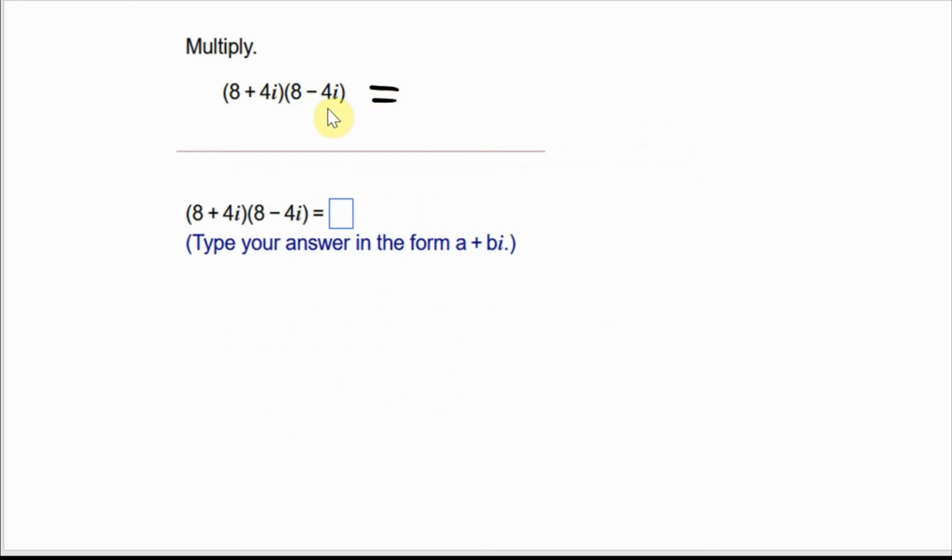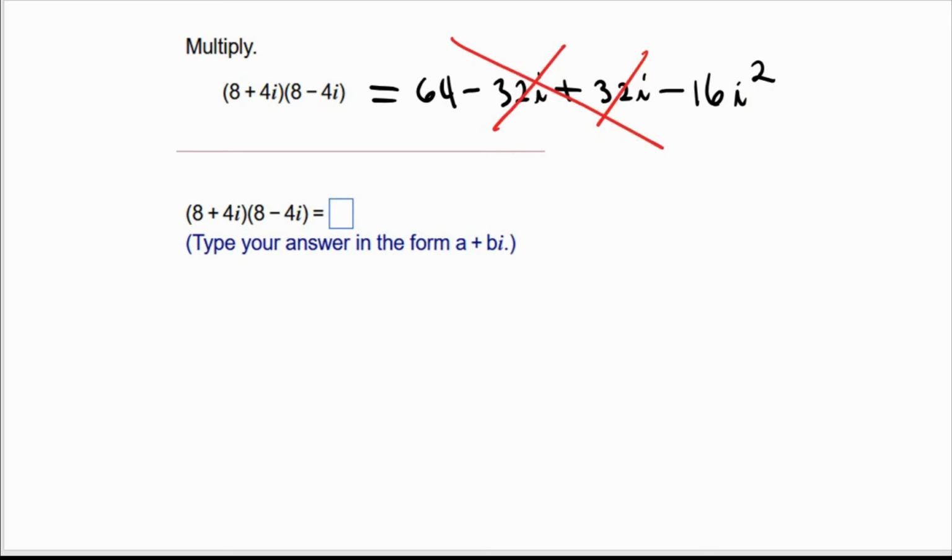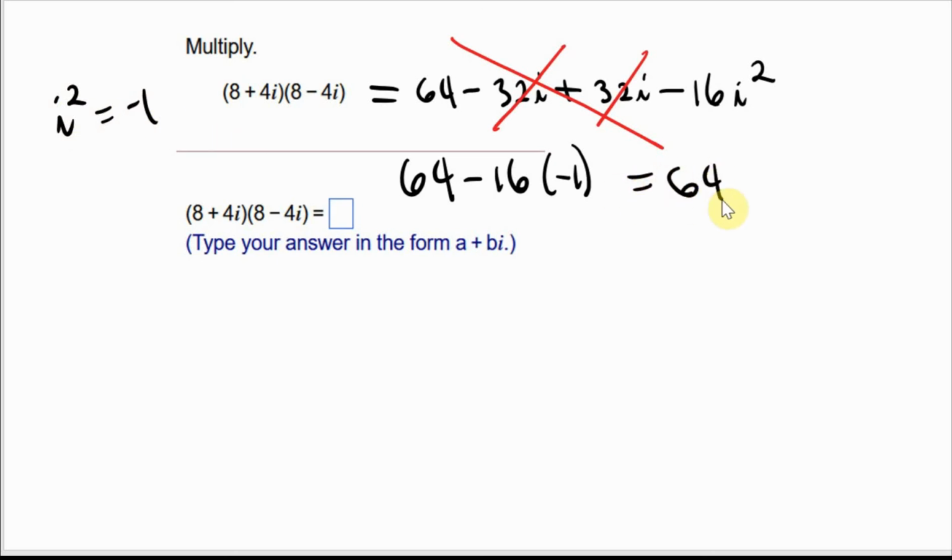Multiply, so we do the FOIL, first times the first. 64, outer times the outer is minus 32i, inner times the inner plus 32i, last times the last is minus 16i squared. Now those inside terms cancel out because they're opposite. And so we have 64. This is minus 16 times -1. You recall the i squared is equal to -1. So this is just 64 plus 16. So here we get 80.